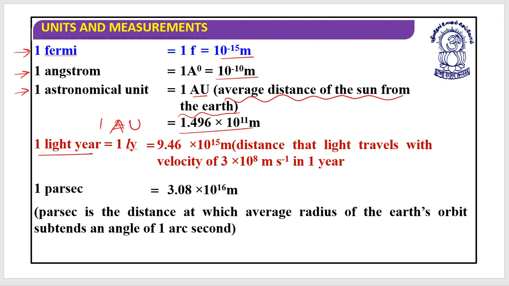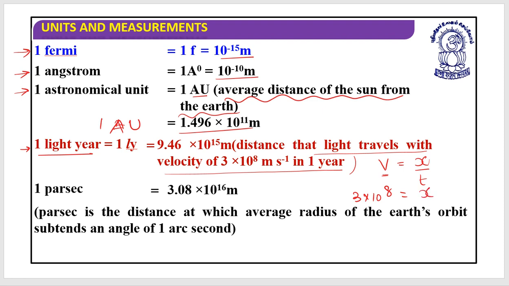Next is the 1 light year. It is the distance that light travels with a velocity of 3 into 10 to the power 8 meter per second in 1 year. What we are doing is, we know that speed is equal to distance by time. Now we know the speed of the light. It is 3 into 10 to the power 8.